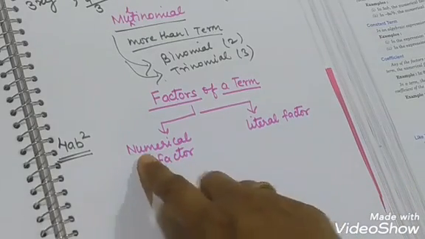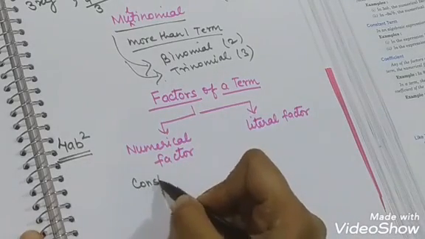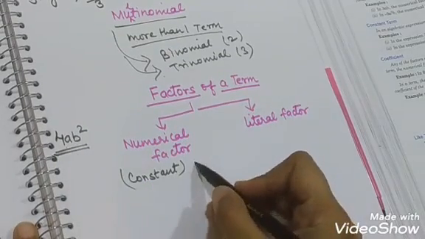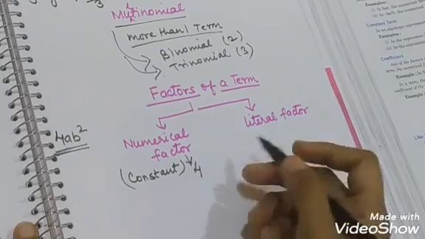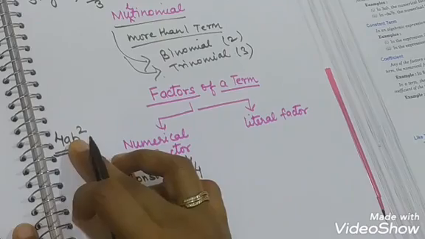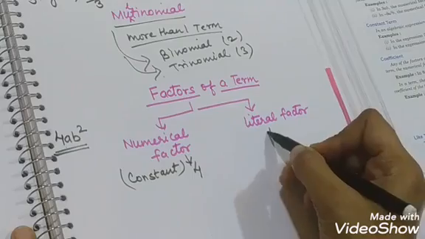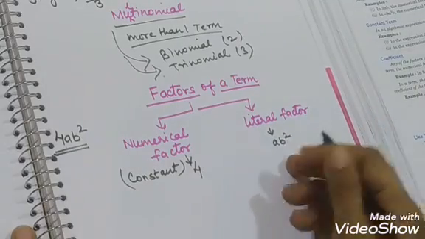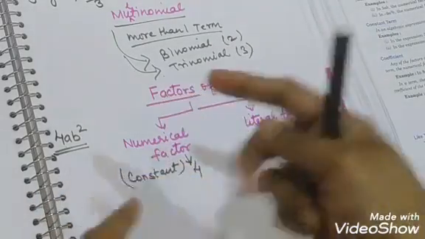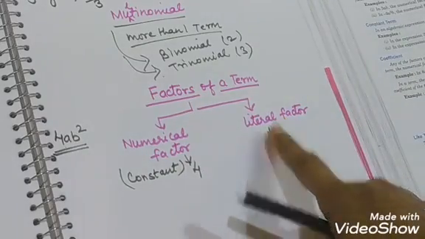So what is numerical factor? The number, the constant is called numerical factor. So in a term, a constant is there. Which constant? 4. So 4 is called the numerical factor of the term. And the literal factor is the variables or literals. So how many literals are there? A, B square. So the literal factor will be ab square. So there are two factors of a term. One is numerical factor and another is literal factor.